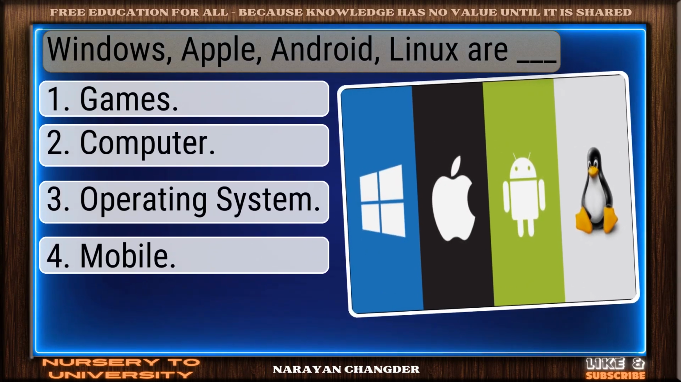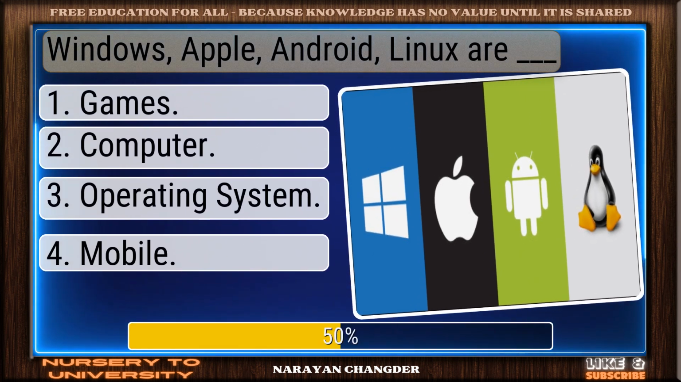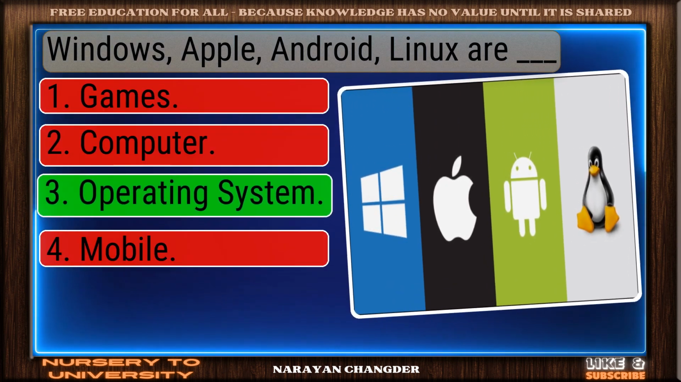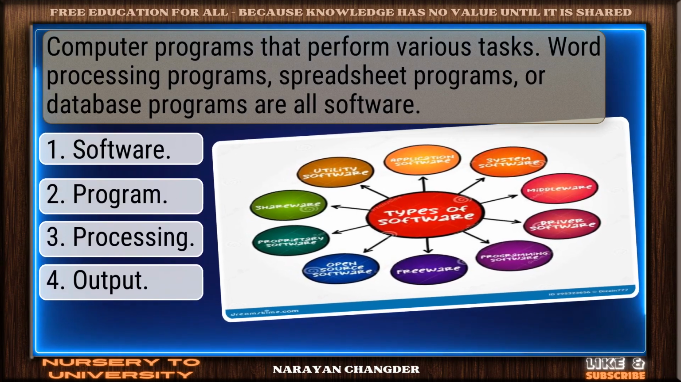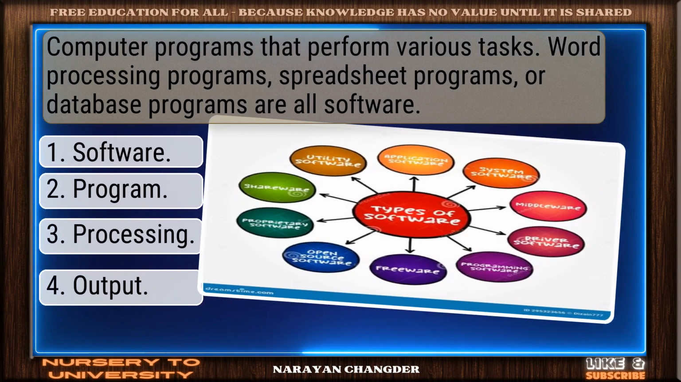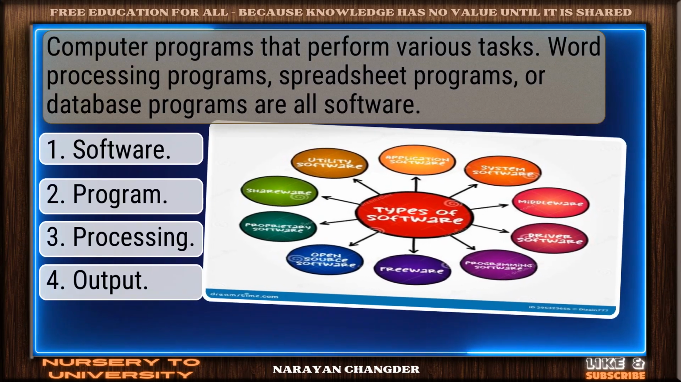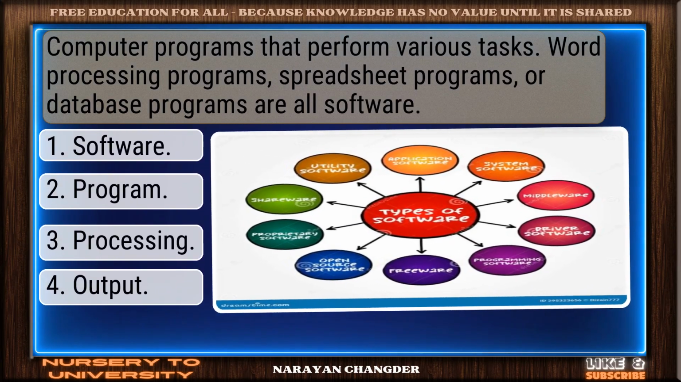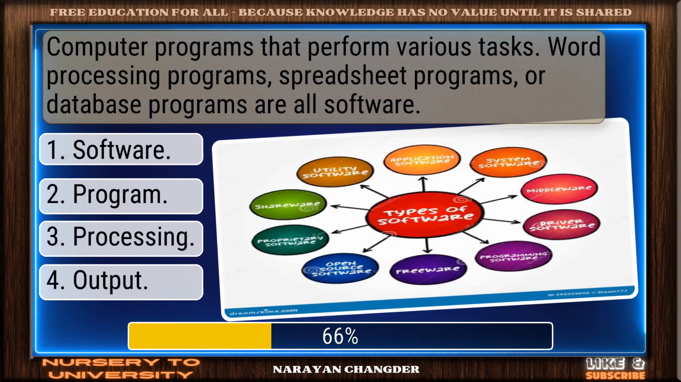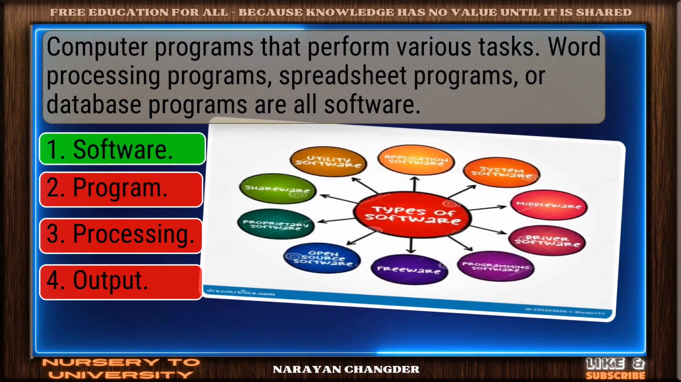Question number 9. Windows, Apple, Android, Linux are... Valid point. Operating system is true. Question number 10. Computer programs that perform various tasks. Word processing programs, spreadsheet programs, or database programs are all software. Good job. Your answer, software, works well here.